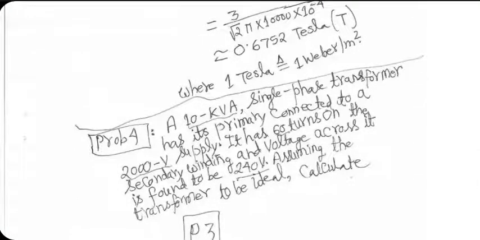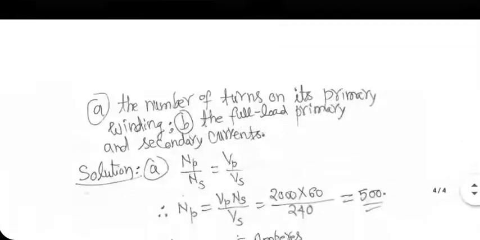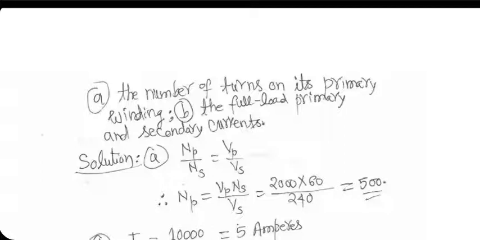Okay, this is also reasonably simple, I think. A 10 kVA single phase transformer, primary connected to 2000 volt, 60 turns on the secondary side, and voltage across it is found to be 240 volts. That is on the secondary side. Assuming a lossless transformer, calculate the number of turns on the primary.